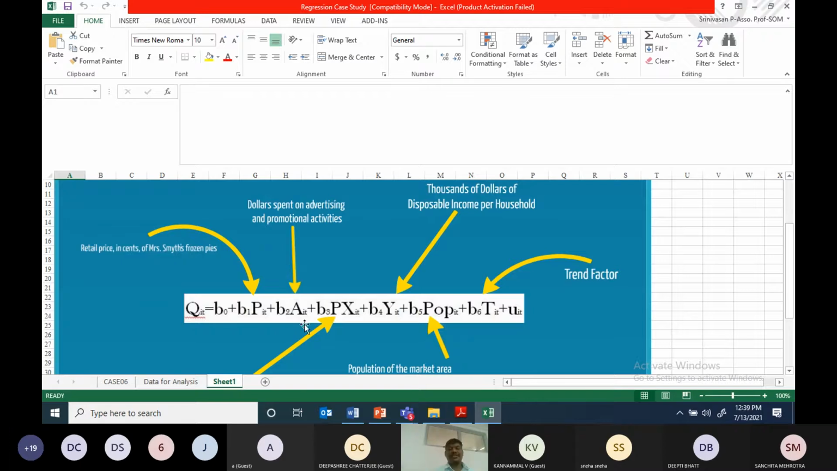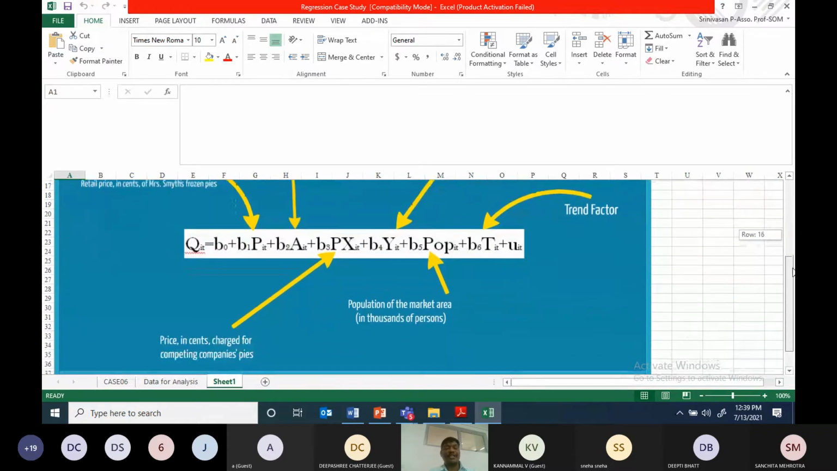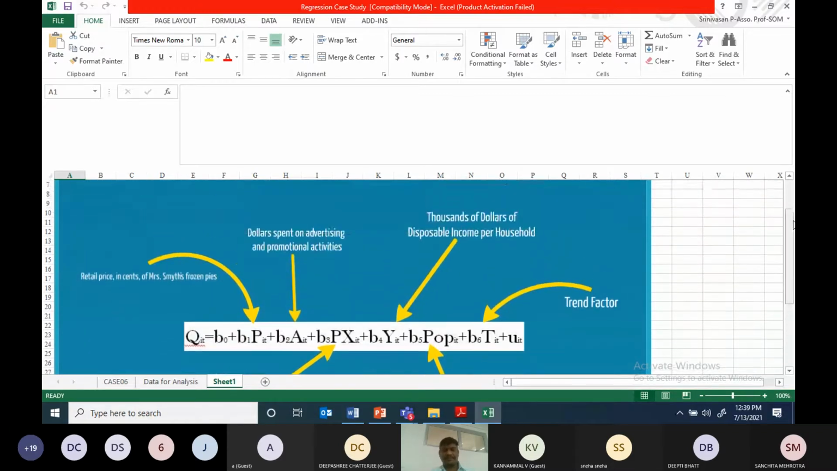Then next, price. Price is also referred to in terms of rupees. What is this price? Price of another commodity, the competitor. You understood? If you take Pepsi here, then on the right-hand side, Coca-Cola is the competitor. So the quantity demanded for pizza is influenced by the competitor price. So P of X, that's the price of X.